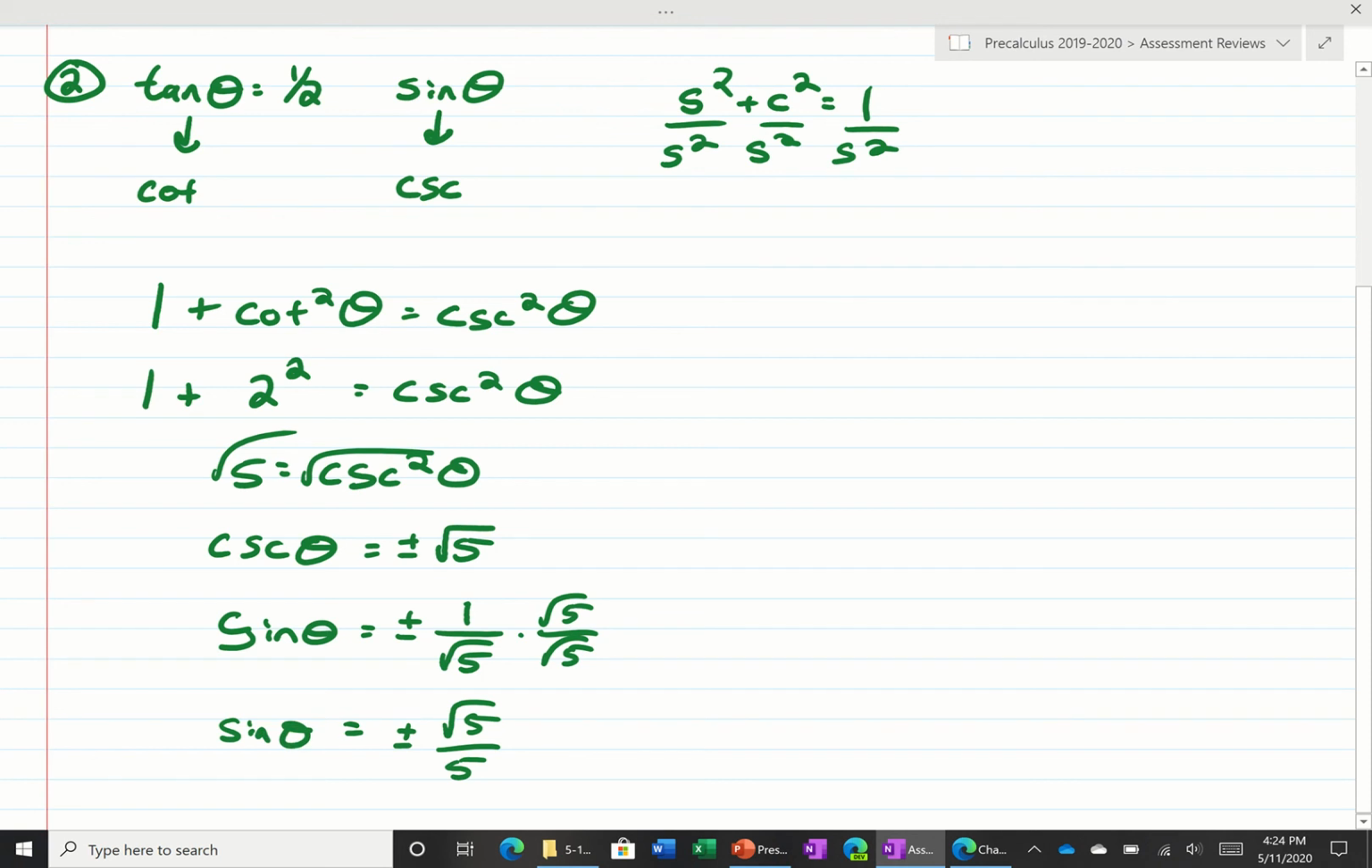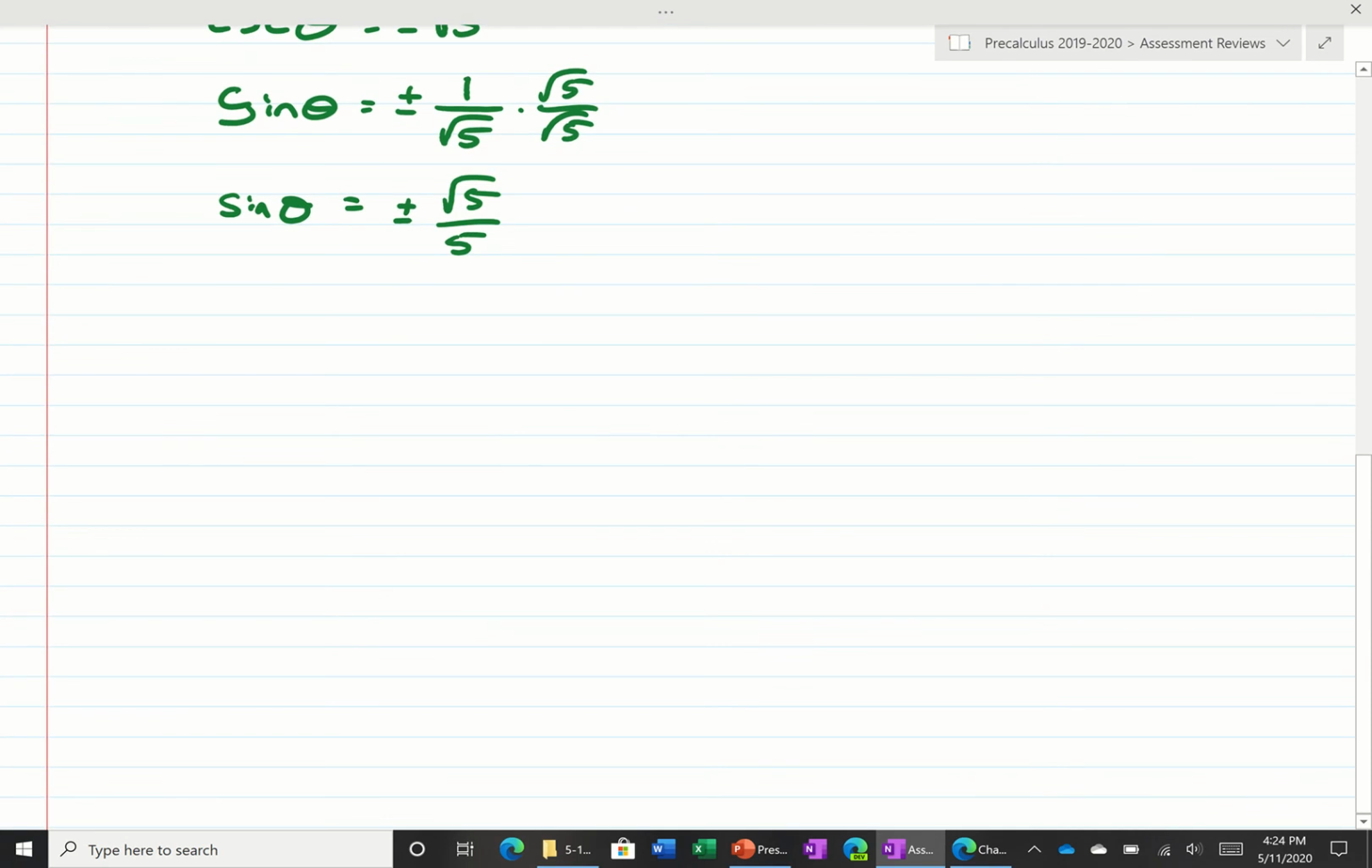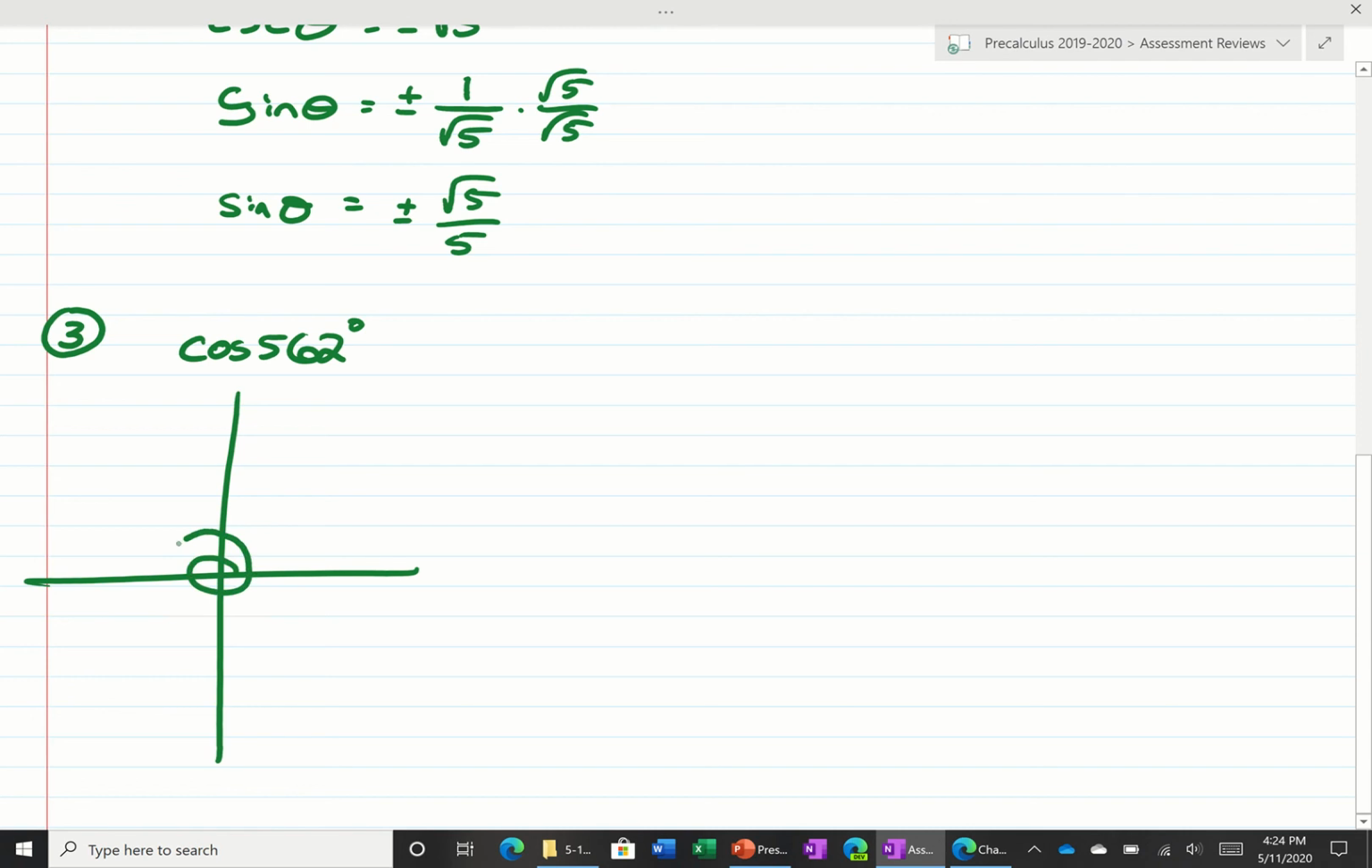All right, and next problem, problem number 3. Problem number 3 says express the cosine of 562 as an angle in quadrant 1. All right, so let's figure out where 562 is. 360, 450, 540. This would be 630, and this would be 540. So our reference angle would be 22.